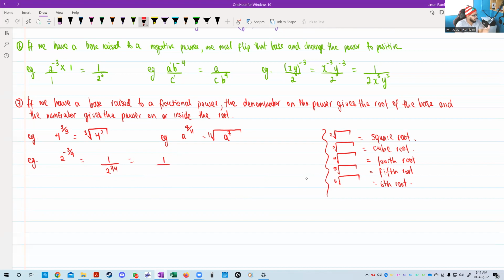1 over, now I have the power on the fraction. Sorry, the fraction as a power. The 4 is the root. And the 3 is the power inside the root. Tell me what let's see in that.